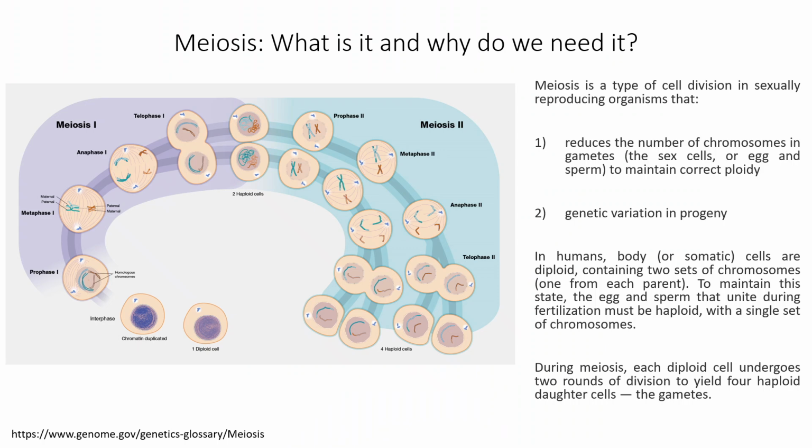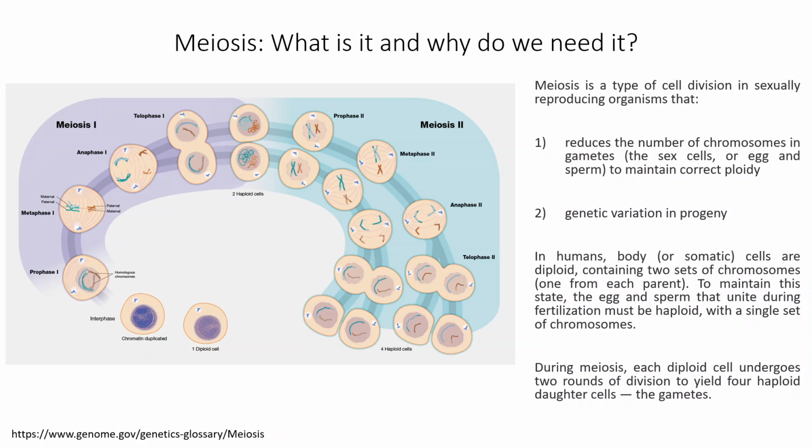So the main part of your coursework for week 5 was meiosis. So what is it and why do we need it, right? Because we've already studied mitosis in so much detail. We looked at how cells divide and form identical daughter cells. So why do we need a whole other program of dividing cells, right?